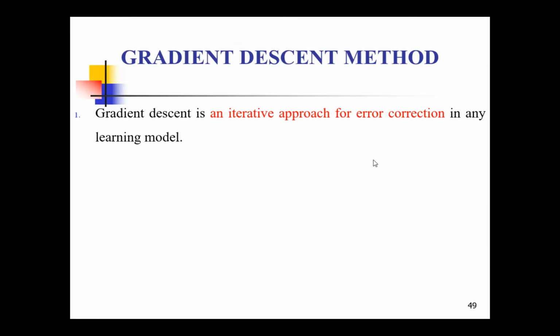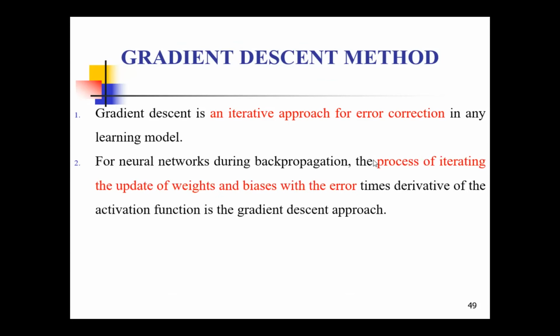This gradient descent method is an iterative approach that is specifically useful in reducing the errors in any learning models. In back propagation, what we are actually going to do is adjust the weights so that the difference between the actual and the predicted values is as low as possible. The process of iteratively updating the weightages and bias with the error and the activation function is the gradient descent approach.